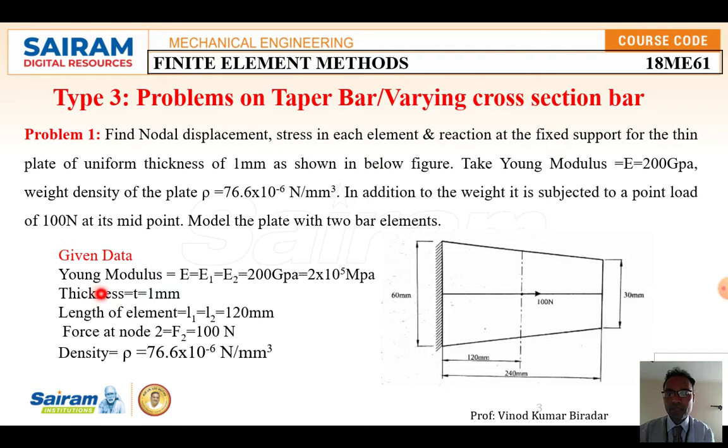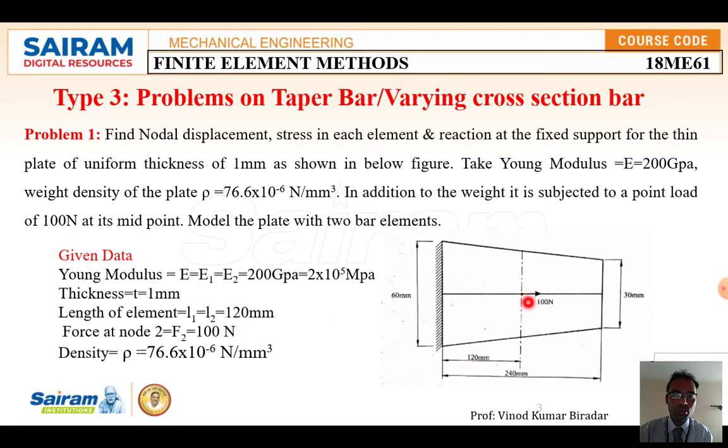Okay, so they have given the Young modulus E is equal to E1, E2. Both consider the Young modulus E, which is the given E. Suppose if they give E1 and E2 separately, then you have to make them separate. So capital E is equal to E1 and E2, which is equal to 200 gigapascal, that is 2 into 10 to the power of 5 megapascal or Newton per mm square. Thickness T is equal to 1 mm. Length of element is L1 and L2. If you divide 240 by 2 you get half of that, that is 120, so L1 and L2 is equal to 120 mm.